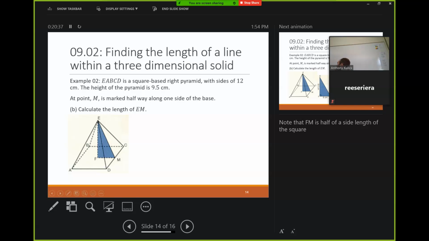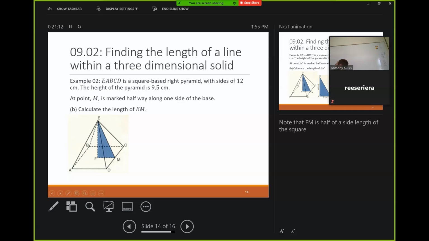On to part B. So again, it says that M is a midpoint, marked halfway along one side of the base. So here's my M. We're going to now calculate the length of EM. So that's this piece here. So this is still 9.5. But FM is not anything we've covered so far, but it's not terribly difficult to reason out how long FM has to be. It has to be 6. Why 6?